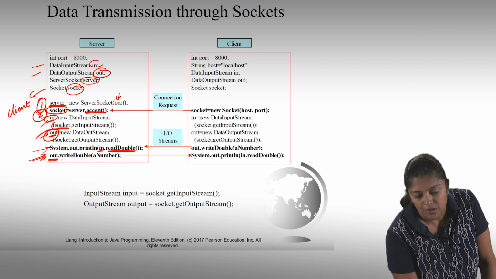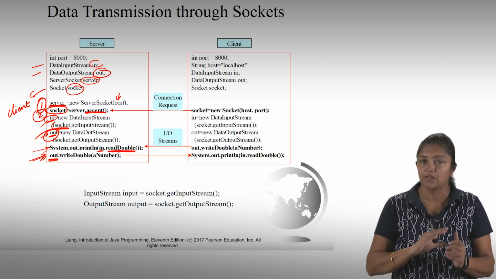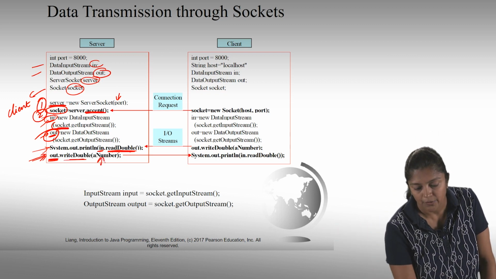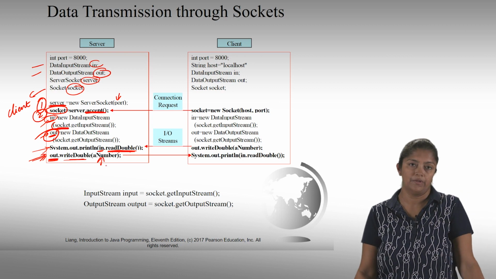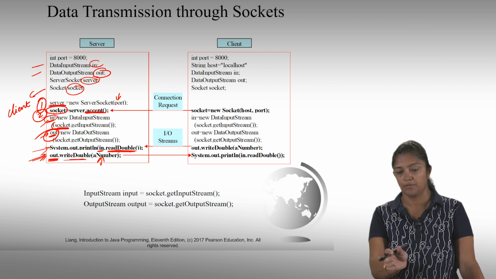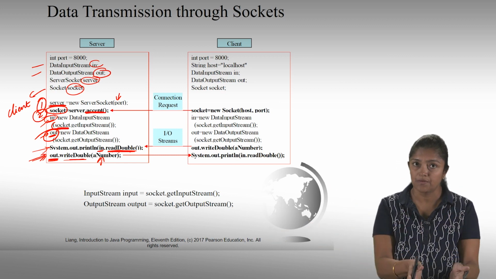We use the output stream and now use the write methods. So instead of the read methods, now we're going to use the write methods to push that value to the output stream. So we're going to write a double value, and we're basically passing whatever that number is, and that will push the value to the communication channel and to the client. So that's what happens on the server side.